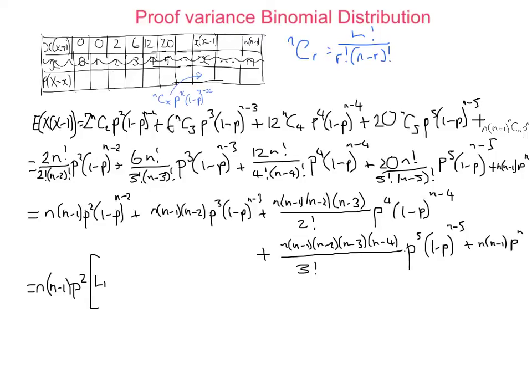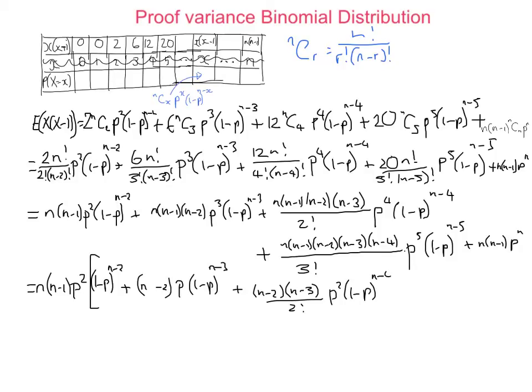That leaves us with (1 minus p) to the n minus 2, plus n and n minus 1 have gone, leaving n minus 2, p squared has gone, leaving a p, (1 minus p) to the n minus 3, plus n and n minus 1 have gone, leaving n minus 2, n minus 3, over 2 factorial, and p squared has gone out, leaving p squared, and (1 minus p) to the n minus 4, plus n and n minus 1 have gone, leaving n minus 2, n minus 3, n minus 4, and on the bottom 3 factorial. 2 of the p's have gone, leaving p cubed, and (1 minus p) to the n minus 5. And then on the end there, our n and our n minus 1 have gone out. 2 of the p's have gone, leaving p to the n minus 2 on the end there.